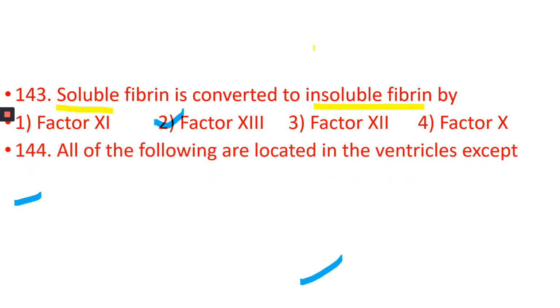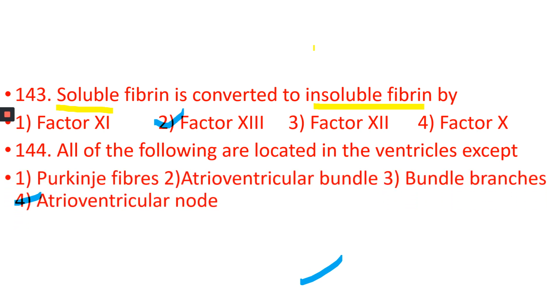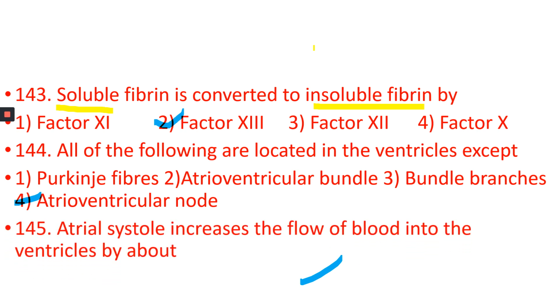And next one, all of the following are located in the ventricles except. Okay, this is not completed in this week's syllabus. Next week I will cover this point. Purkinje fibers, atrioventricular bundle branches, and atrioventricular node. The answer is atrioventricular node, which is not present in the ventricles, it is present in the auricle. The remaining three structures are present in the ventricles.